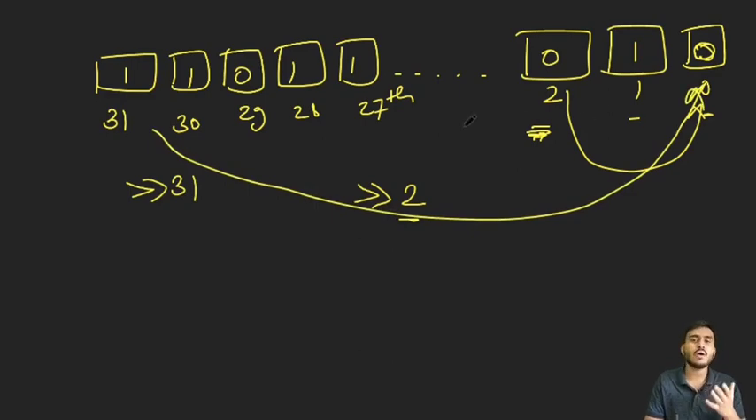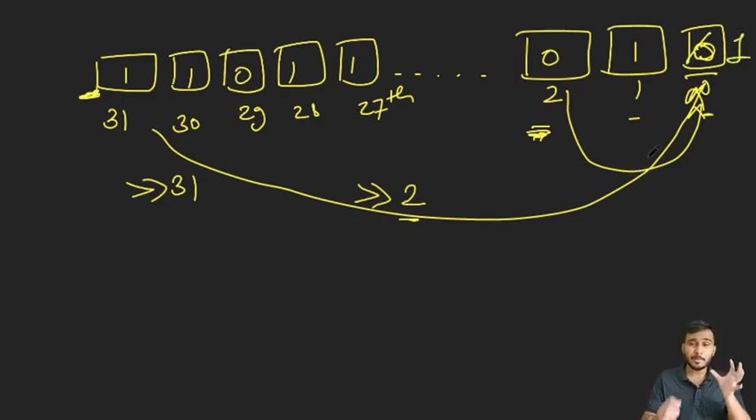We all know how this right shift operator works. In case of right shift, the bit will shift one position to the right. So when we do right shift by 31, this bit will shift 31 positions to the right, and obviously it will come over here. So in this case, this bit will become 1.